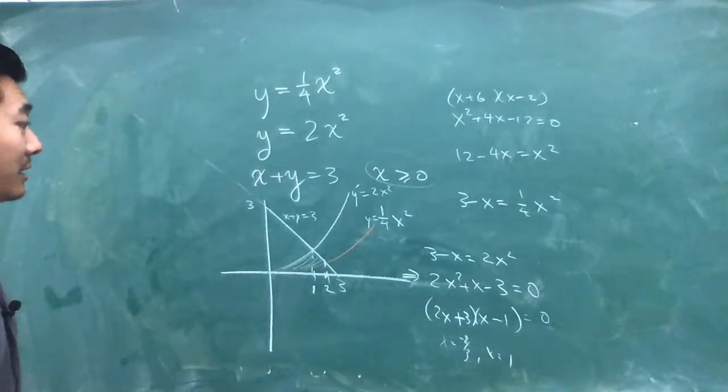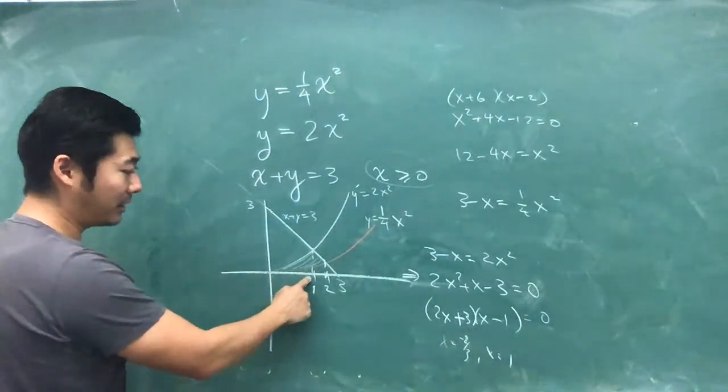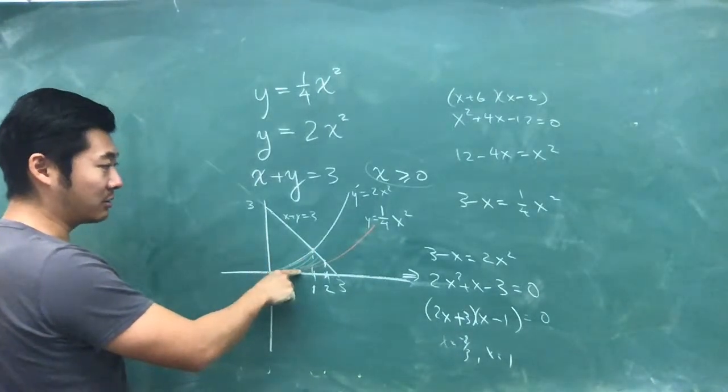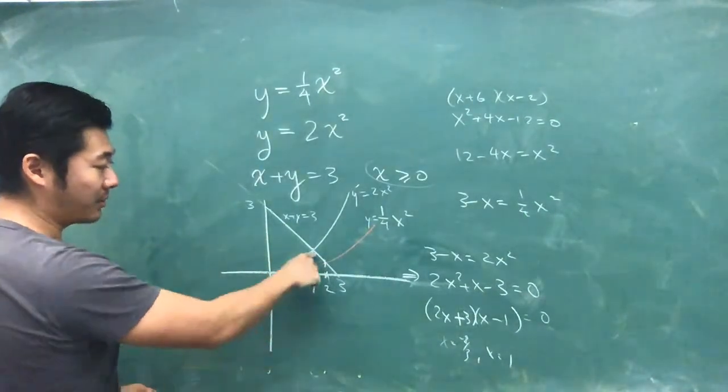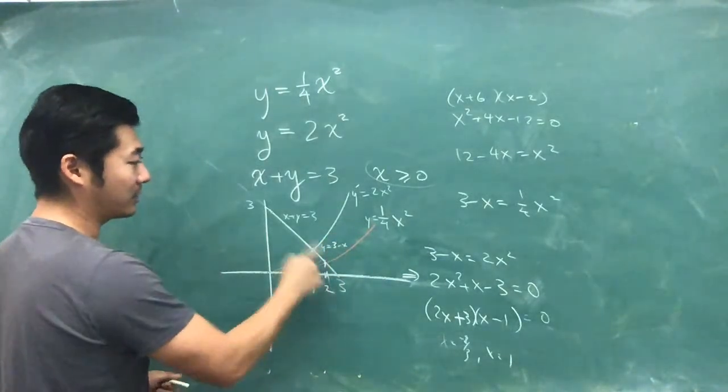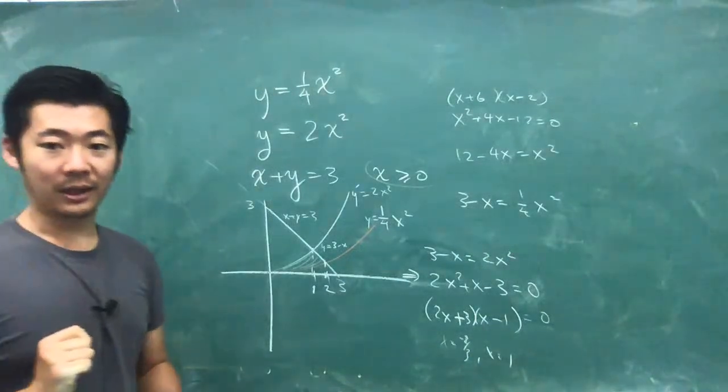And so we split the integral from 0 to 1 and 1 to 2. The top function here is 2x squared. The bottom function is 1/4 x squared. And then the top function here is y equals 3 minus x. And the bottom function is 1/4 x squared. Okay?